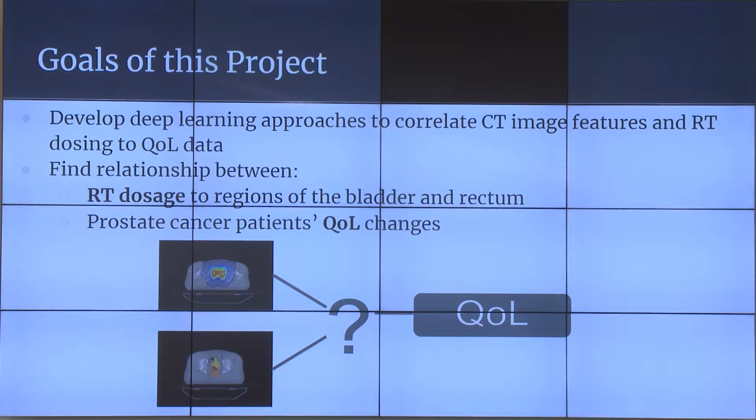So the goals of our project were to develop deep learning approaches to correlate these CT scan features and the radiation plans with changes in quality of life data from the prostate cancer patients, and hopefully find a relationship between the radiation dosage to different regions of the bladder and rectum in particular, and see how those correlate with quality of life changes.